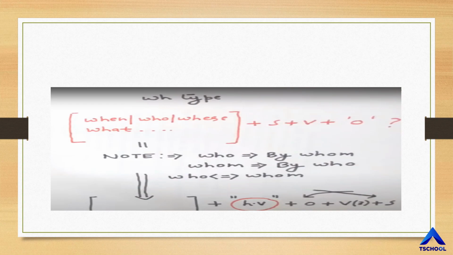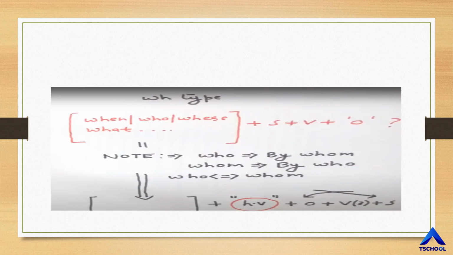If it is who, it would be changed to whom, and if it is whom, it would be changed to who. So the structure would be by whom or by who, plus one important note: I have made a circle, plus it would be the helping verb. Generally what we do, who or by whom plus the subject plus the verb plus the object. But in WH type we need to take care in the case, especially in the who and whom, while changing from active to passive.